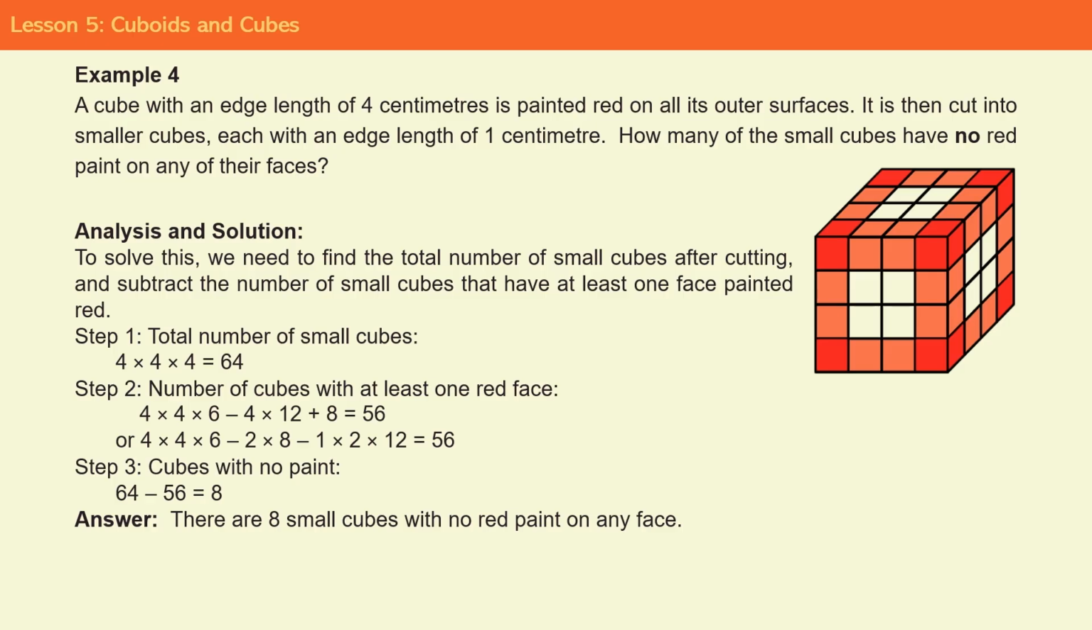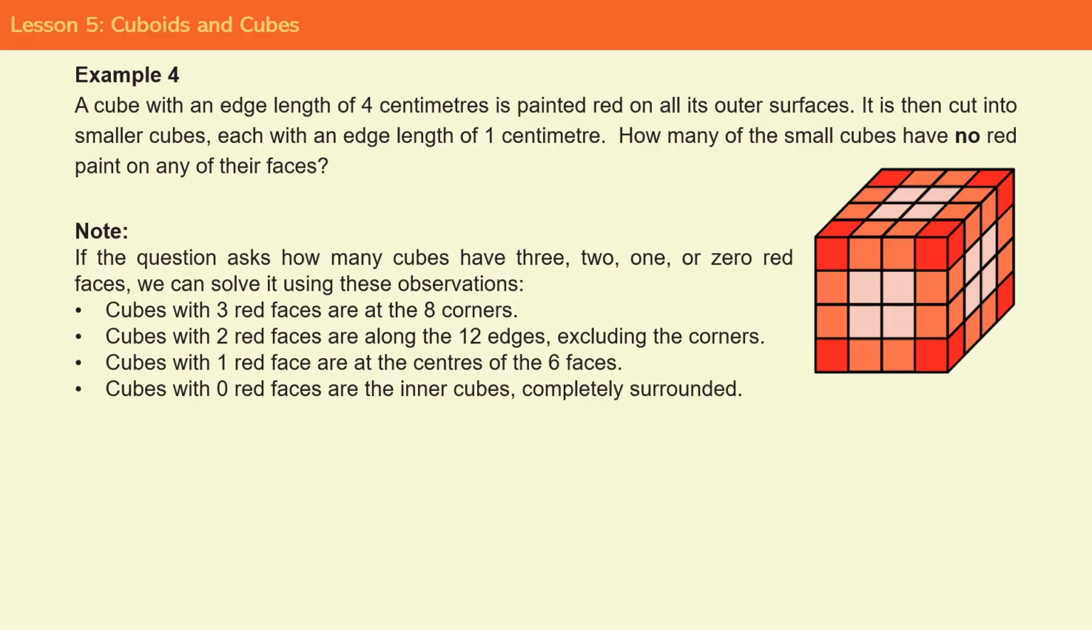Both methods calculate that the total number of cubes with at least one red face is 56. Step 3, cubes with no paint, 64 minus 56 equals 8. The answer is there are 8 small cubes with no red paint on any face.